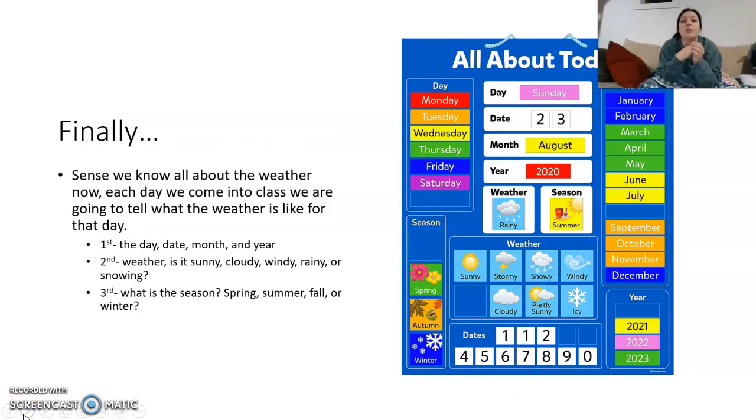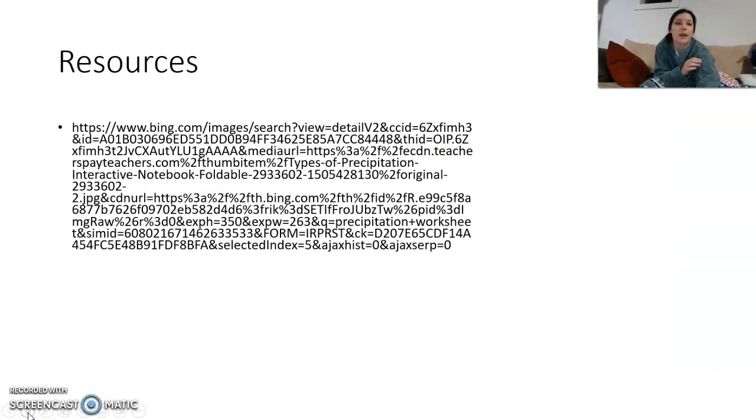Since we know all about the weather now, each day we come into class where I have one of these that I'm going to put up on the board, and the first thing we're going to do is tell what the day is, the date, the month, and the year. Then we're going to go to the weather. Is it sunny, cloudy, rainy, windy, or is it snowing outside? And then the third thing we're going to pick is what season are we in? Are we in spring, summer, fall, or winter? And there are my resources for the foldable resource. And that would be it.